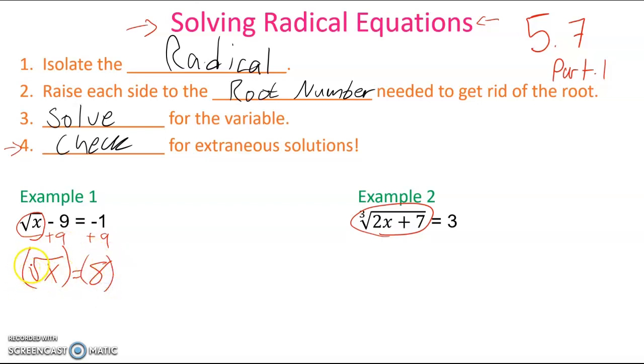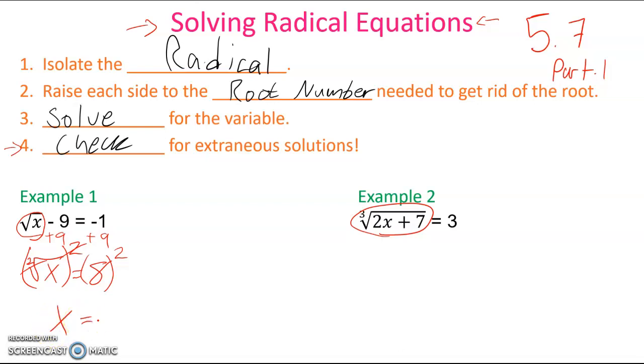Now, remember it's whatever root number we have, but in this instance, we have a square root. Remember that the square root is the same as having a root number of 2. So because of that, we're going to raise each of these sides to the second power, okay? We're going to raise each of these sides to the second power in order to solve, and then from there, raising this to the second power is going to cancel out the square root, which just leaves me with x.